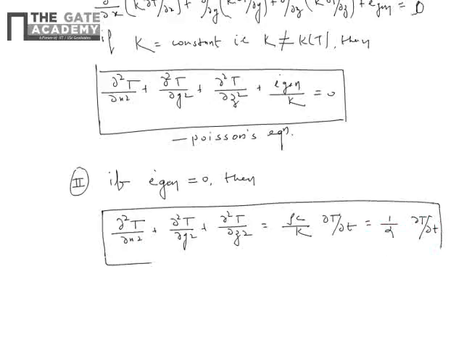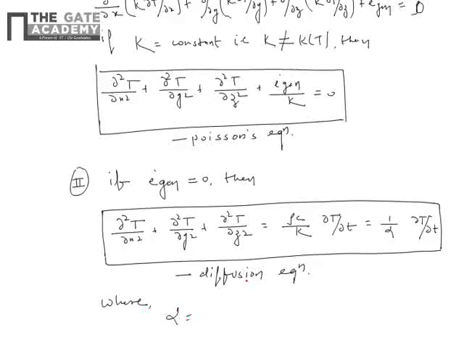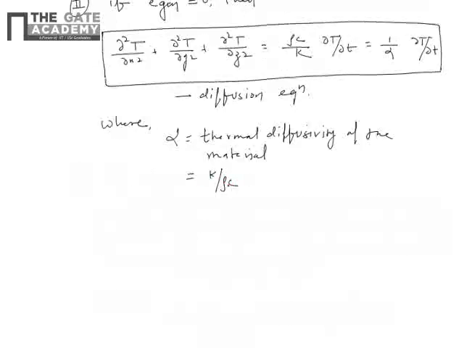This is known as the diffusion equation, where alpha is the thermal diffusivity of the material, which is equal to K upon rho C. This is nothing but heat conduction upon heat storage.